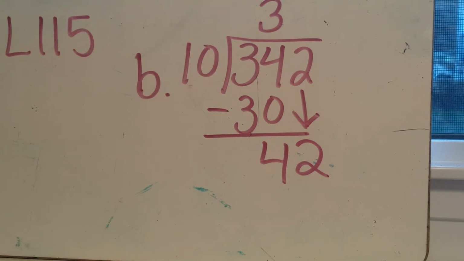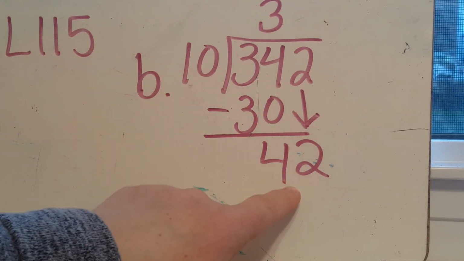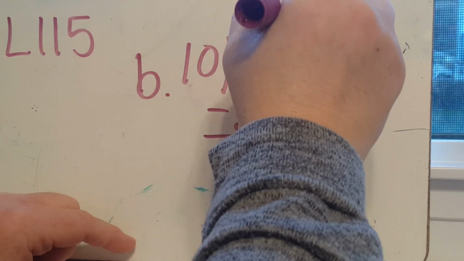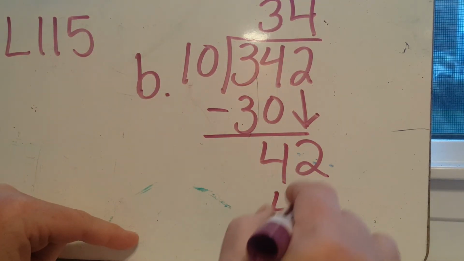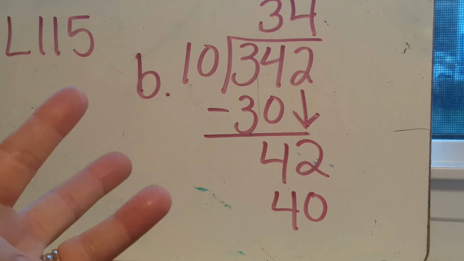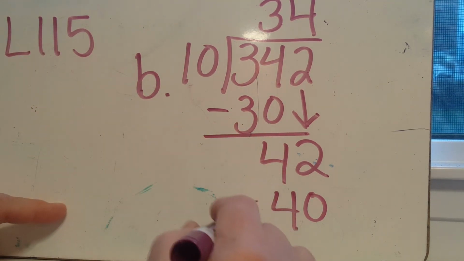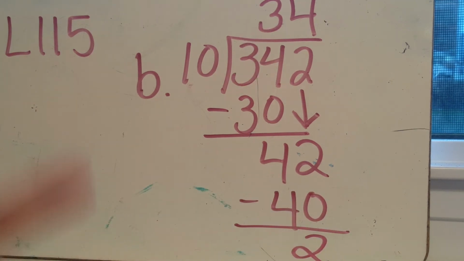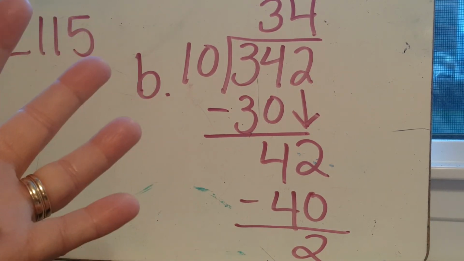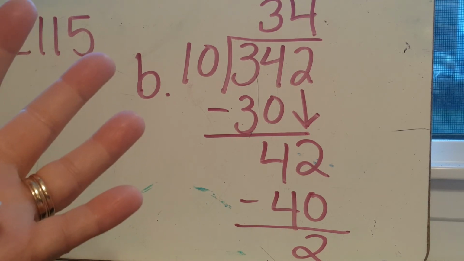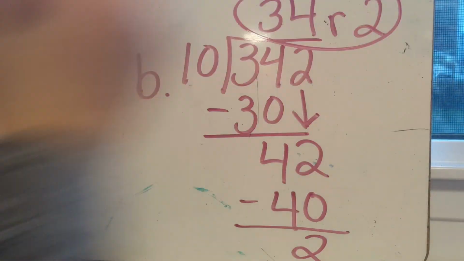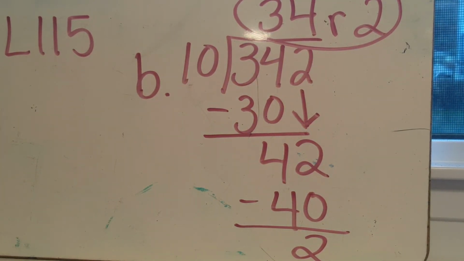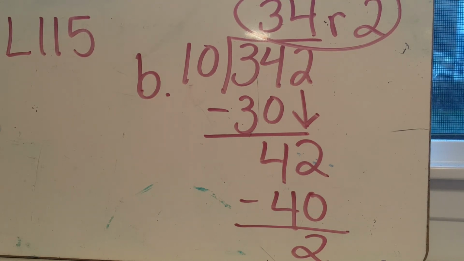Now we have to start the process over again with divide. How many times does 10 go into 42? 4 times. Divide, multiply. 4 times 10 would be 40. Divide, multiply, subtract. 42, take away 40 would be 2. So divide, multiply, subtract, bring down. Do we have anything to bring down? No. So we're finished. Write your remainder up at the top. Circle your answer. Okay, now you're going to do C, D, E, and F on your own, and then your parent will check your work.